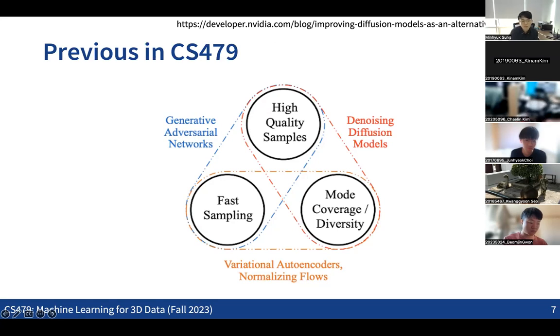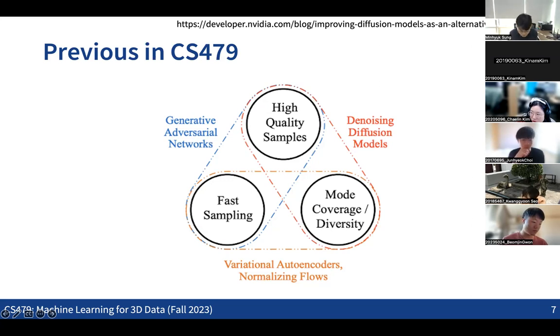So we were discussing some of the ideas about the diffusion models, how we can implement diffusion models to generate images or other data modalities. And we also briefly discussed the pros and cons of the different generative models.